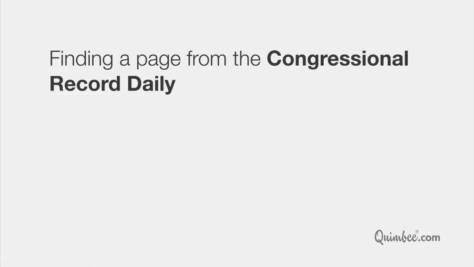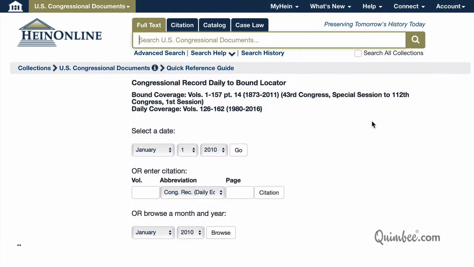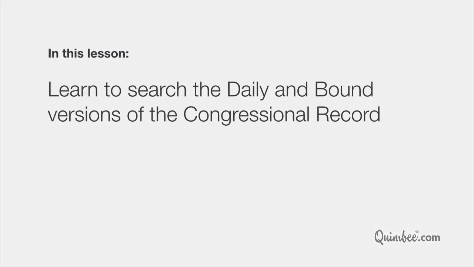Let's take a minute to talk about finding a page from the Congressional Record Daily. HeinOnline has a special tool, the Congressional Record Daily to Bound Locator, to help you quickly locate a page from the Congressional Record Daily within the bound volume or vice versa. In this lesson, we'll learn how to search the daily and bound editions for specific records using a date or citation. We'll also explore the browsing options.